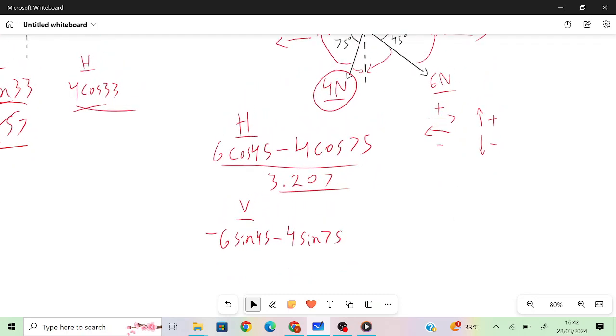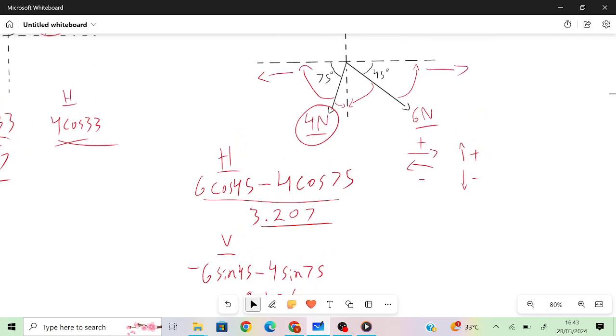And my vertical, if I put minus 6 sin 45 minus 4 sin 75, I get minus 8.106 to 3 decimal places, and I can get rid of the minus because all the minus is doing is showing me direction. And in this case, because I said down is minus, the minus means that my resultant force is towards the right but downwards. So it could be anywhere between here. Anywhere here is where my resultant force would be, which is positive on the right side but going down, so negative.